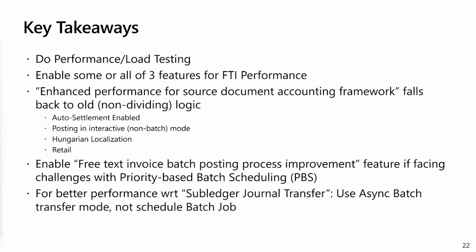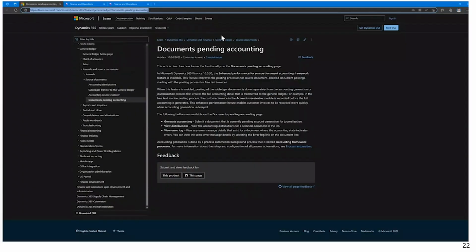Last but not the least, this is subledger journal transfer. This job has been in the system for a very long time. And what we have seen is, if you want to achieve better performance with subledger posting, please change it to async batch transfer mode, not the scheduled batch mode. What I mean by that is, let me show you a quick demo over here.